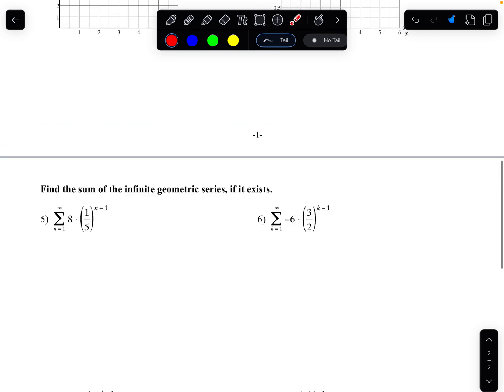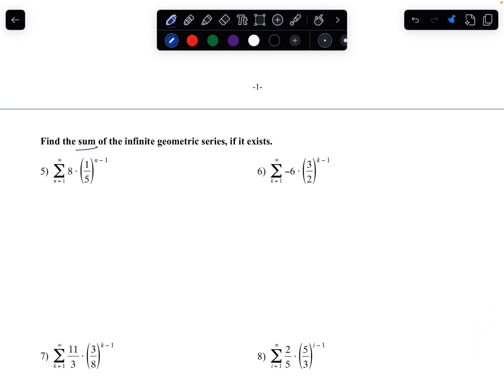All right, and then here, find the sum. So find the actual sum of the infinite geometric series. The equation for an infinite geometric series is, you can just say S, that's going to be equal to a sub 1 over 1 minus r, where a sub 1 is the first term, r is the common ratio, and the absolute value of r has to be less than 1 as well. So keep that in mind.